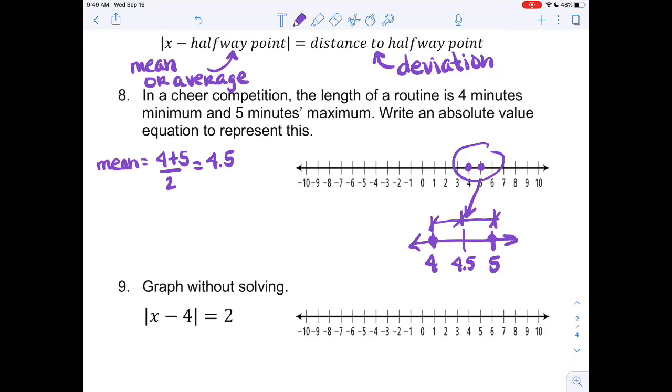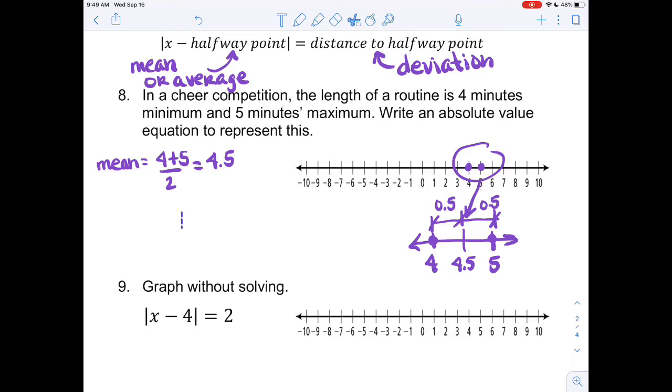The other thing that we need is the distance to the halfway point. So if we look at the value 4.5 and the value of 5, we know that there is a distance of 0.5 between those. If we look at 4 and 4.5, the distance between those, just subtracting, is 0.5. So that is our deviation. So now we have both of the things that we need in order to write an equation.